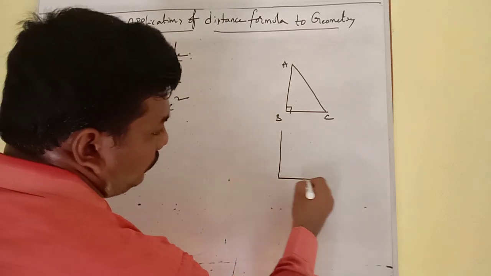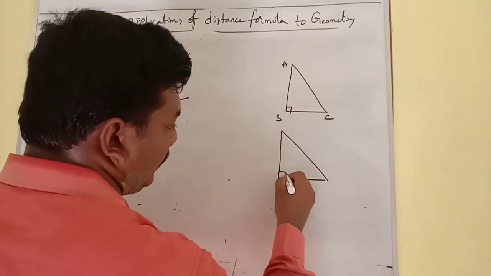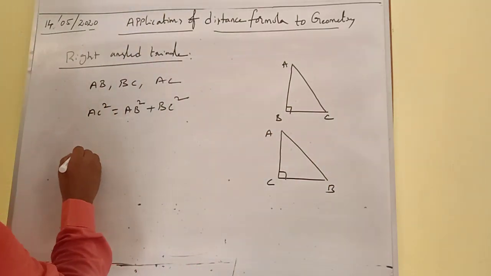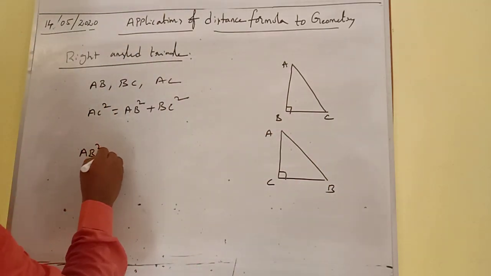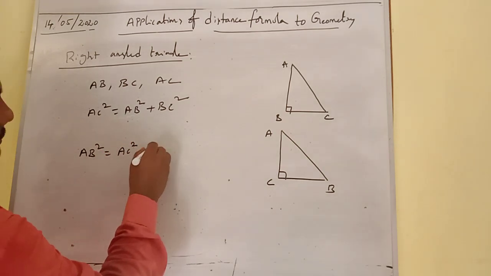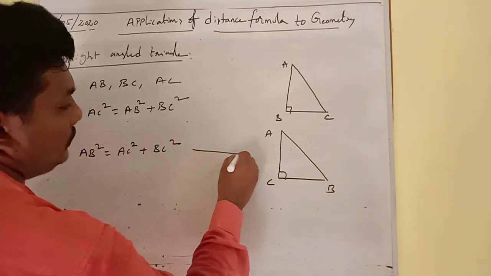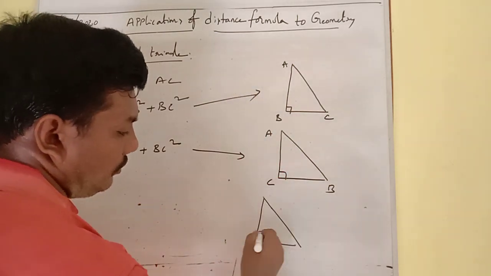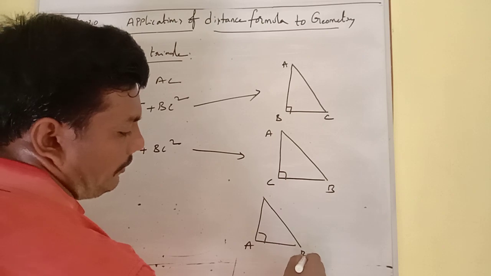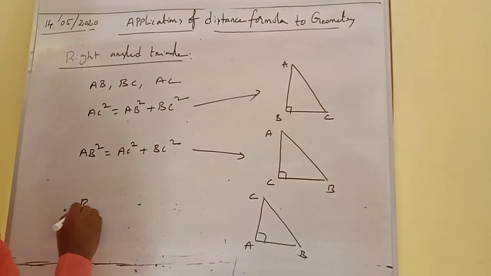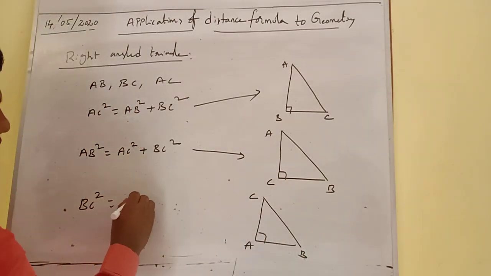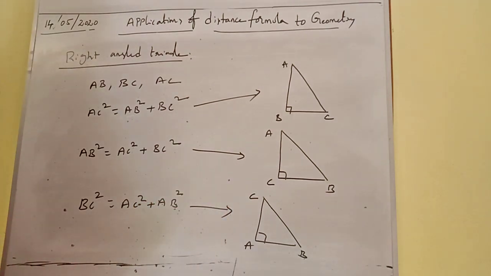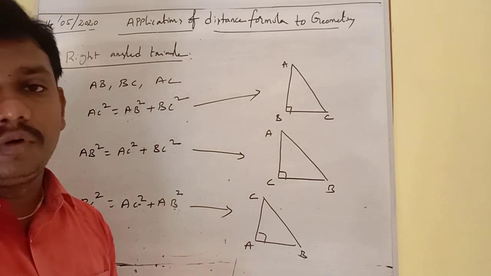If it is a right angle triangle, with C here, A here and B here, then AB square is equal to AC square plus BC square. So this is based on this one. If we consider another right angle triangle with A as the right angle, and B and C, then from this condition, BC square is equal to AC square plus AB square. So these are the properties of a right angle triangle.